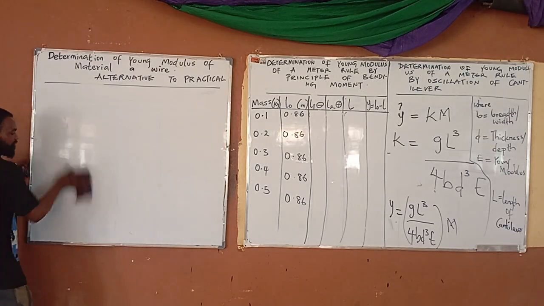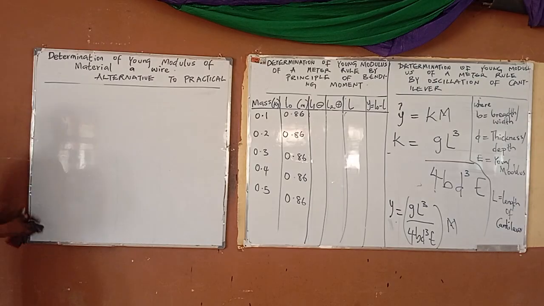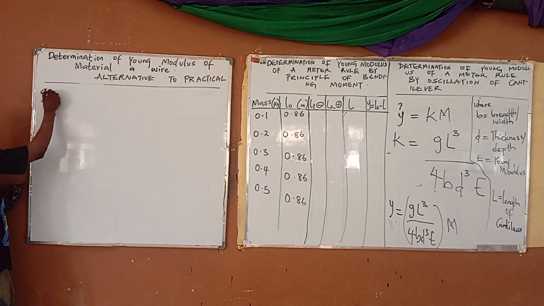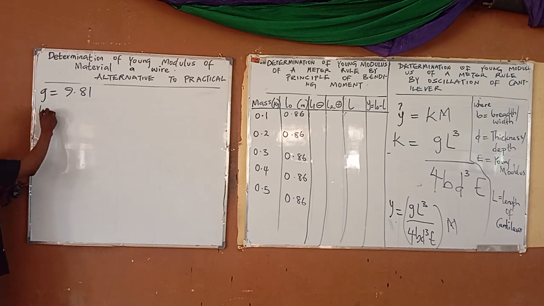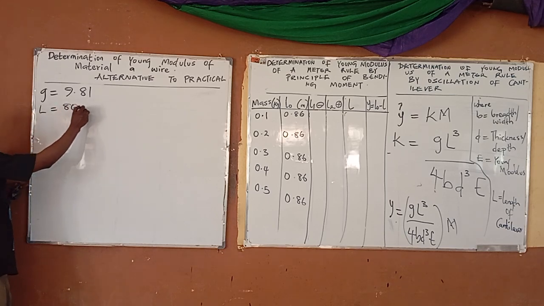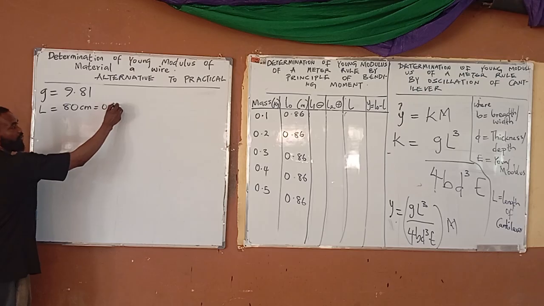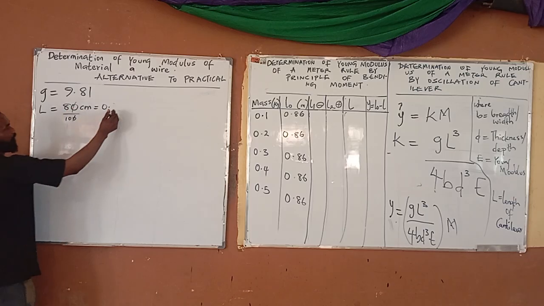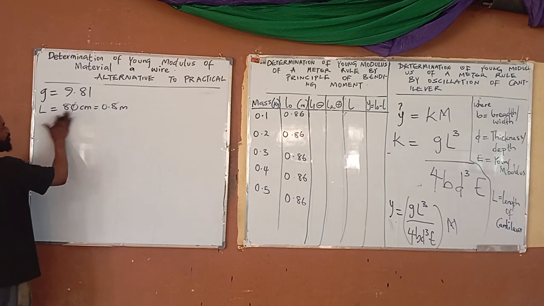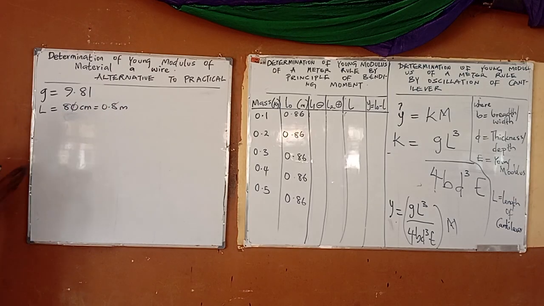So if I know that, I will say that g is 9.81. L is 80 cm now, which is equal to 0.0... This is divided by what? 0.8, in meters. Thank you. I know we've taught dimension, but I hardly want to be going back to do dimension again. Then b, please write it for me.